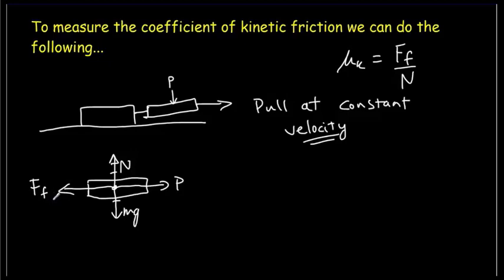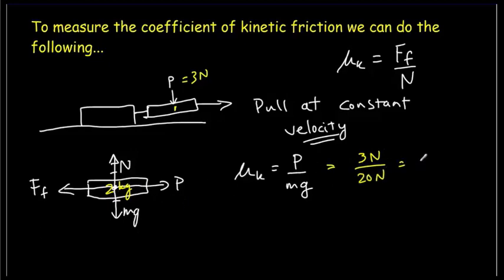the force of friction. And that means my mu k will be equal to the push force divided by the weight mg. So for instance, let's say my push force came out to be 3 newtons. That's what the Newton scale was reading when we pulled at constant speed. And let's suppose the mass was 2 kilograms. Then my coefficient would be equal to 3 newtons divided by 2 times g, or approximately 20 newtons. And that would make my coefficient equal to 0.15.